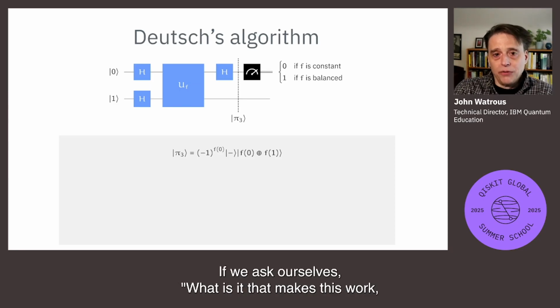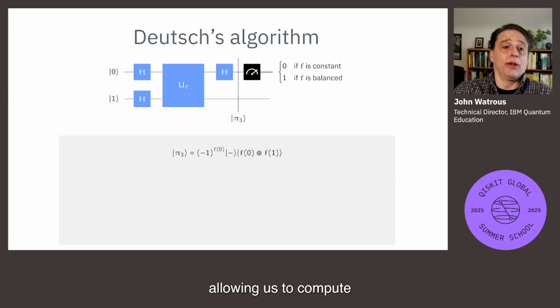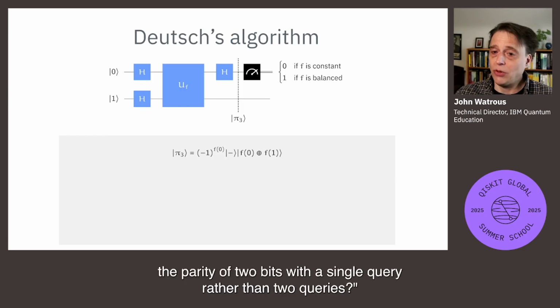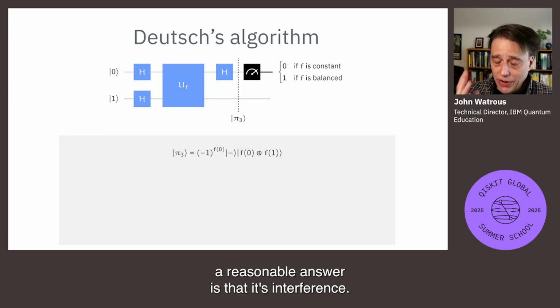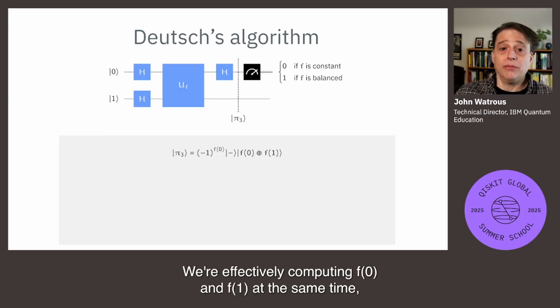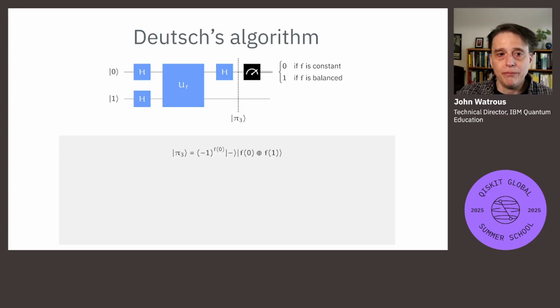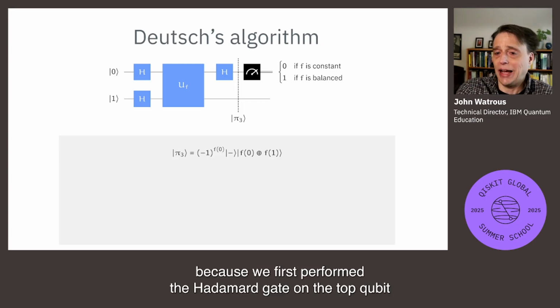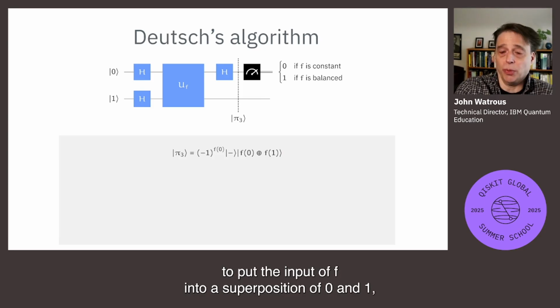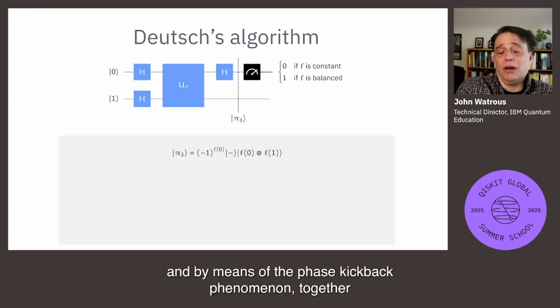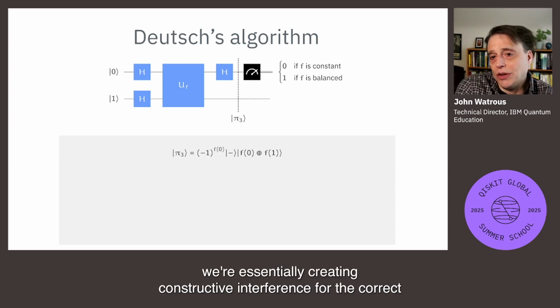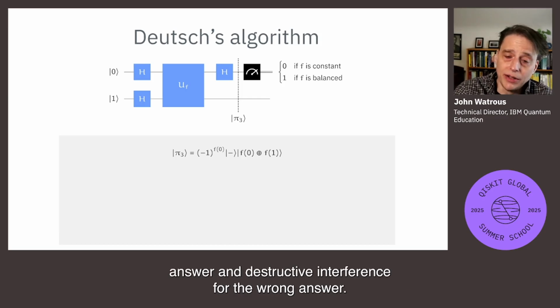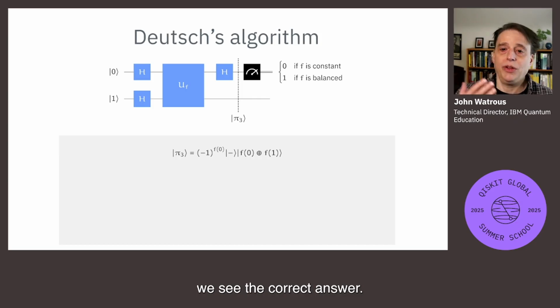If we ask ourselves what it is that makes this work, allowing us to compute the parity of 2 bits with a single query rather than 2 queries, a reasonable answer is that it's interference. We're effectively computing f of 0 and f of 1 at the same time, because we first performed the Hadamard gate on the top qubit to put the input of f into a superposition of 0 and 1, and by means of the phase kickback phenomenon, together with the final Hadamard gate, we're essentially creating constructive interference for the correct answer and destructive interference for the wrong answer, so we don't see the wrong answer, we see the correct answer.